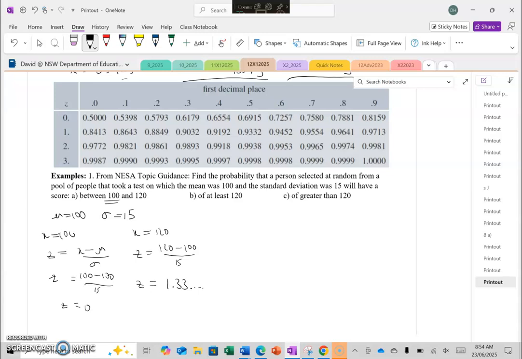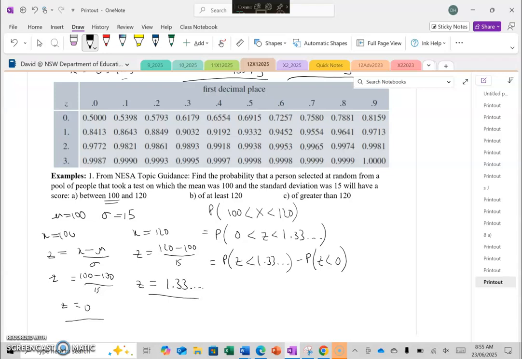So the first question, we're after the probability of a score being between 100 and 120. That will be equal to a z-score between 0 and 1.33. Okay, and if you're between the two, remember you can do that as the probability that Z is less than 1.33 minus the probability that Z is less than 0. Okay, so the probability that you're less than 0, that's just going to be 50%, or 0.5. The 1.33. 1.3 is there.